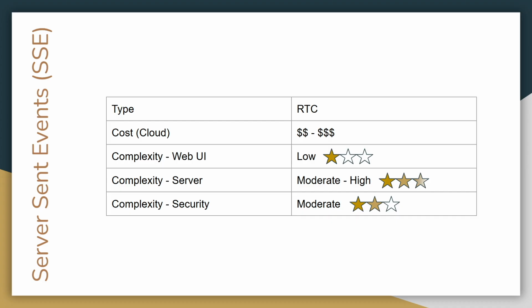Complexity on the web, or for the UI: the browsers handle a lot of this for you. A lot of it's just connecting using the EventSource API. It handles reconnections for you. It handles the last event ID for you, which is a header. So a lot of that's already handled for you, which is nice. Server complexity is high though. If you don't get a library that handles all those items, like the last event ID and retry connections, you have to actually handle all that on the server to the spec.